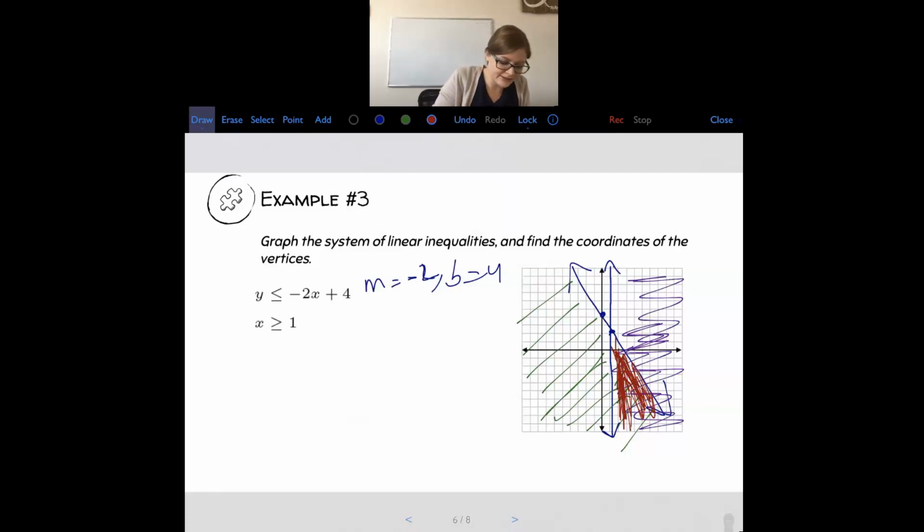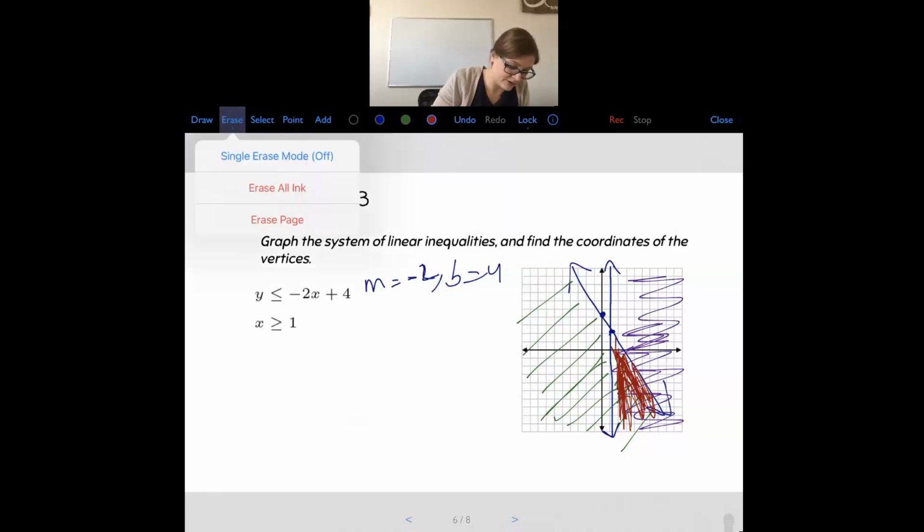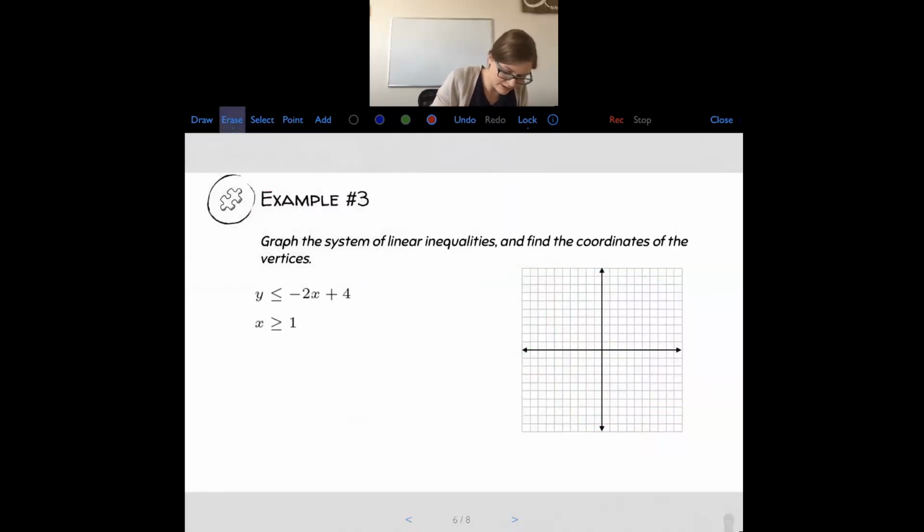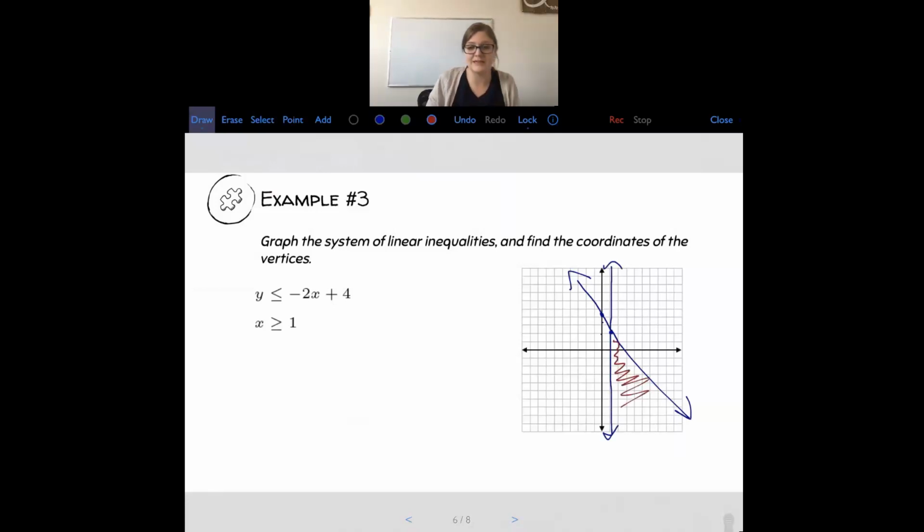Okay, so I'm going to clear this, and then we're going to talk about the second part, find the coordinates of the vertices. So I'm going to redraw the lines. Okay, and x is 1. And we determined that this was our shaded region. Okay, so it's a little bit cleaner. This is actually how it would look when you graph it on paper or in MyMathLab.